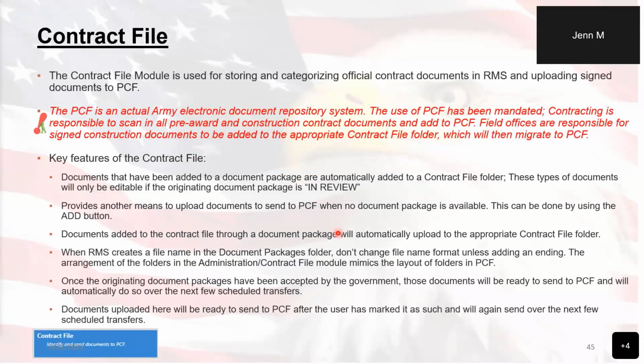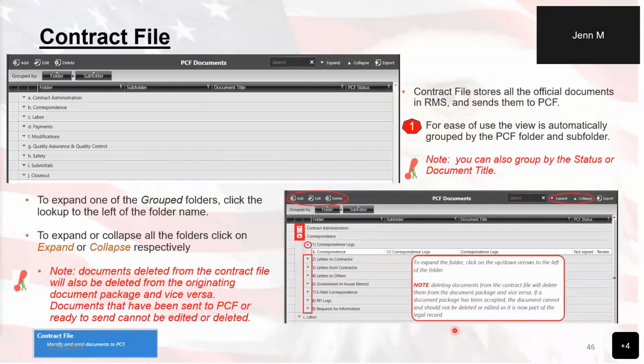Next, all documents within RMS 3.0 can be found in this module, the contract file. Here's a list of all of the information that will go into detail if you want. You can read that at your leisure. I'm going to go to the next screen.